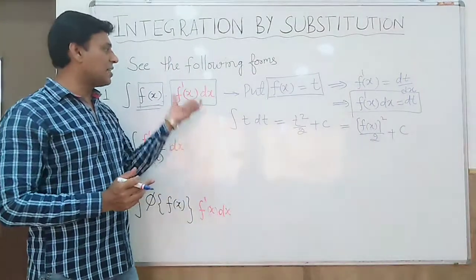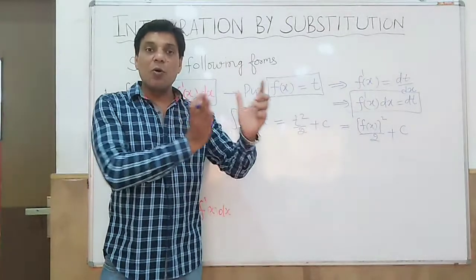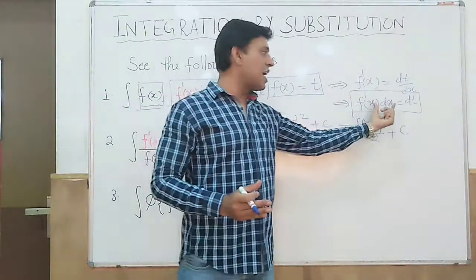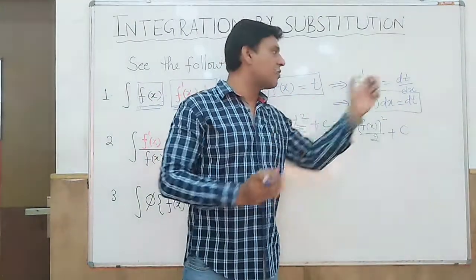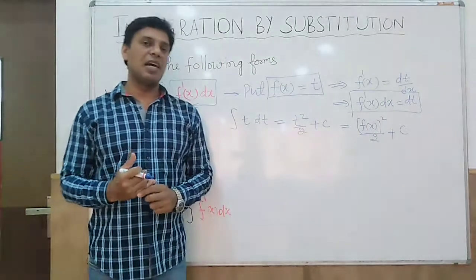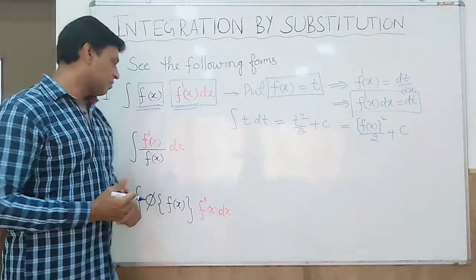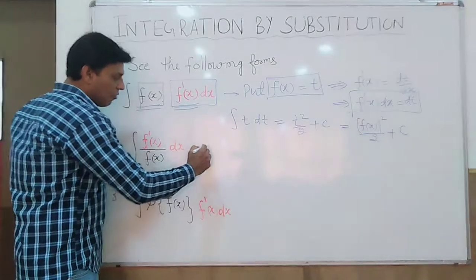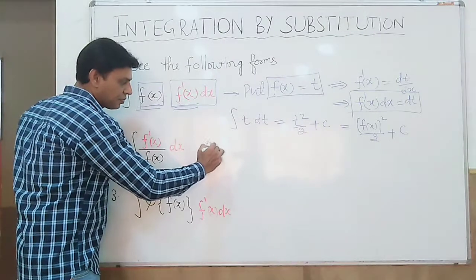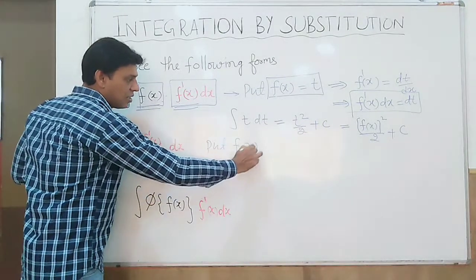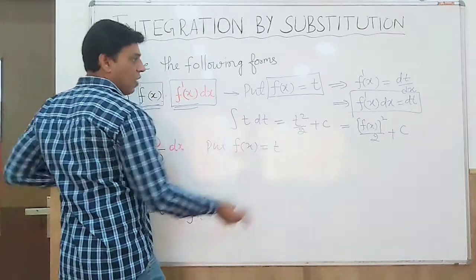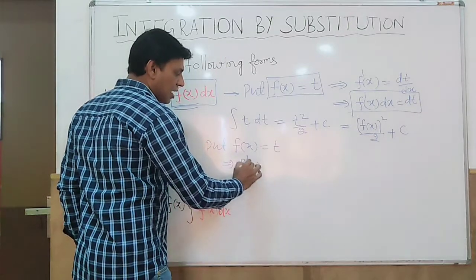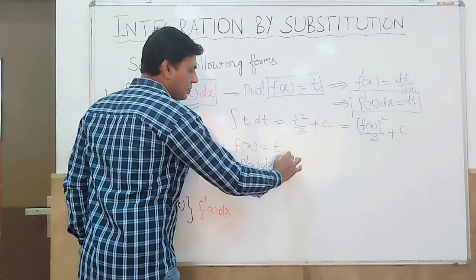So you have to recognize which function you have to put equal to t, that is another variable, and in this way f dash x and dx, that is the derivative along with dx, will become dt, and the substitution occurred and we are able to solve the question. Similarly, see this form. In the second form, we will put again f x equal to t. Now I am writing down directly this term. So this means f dash x and dx will become dt.